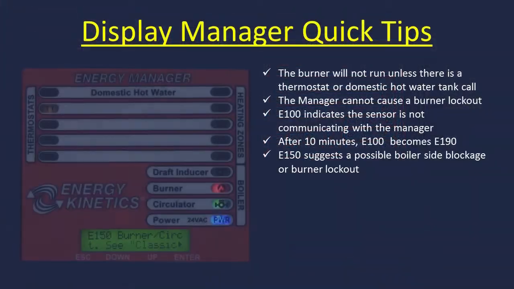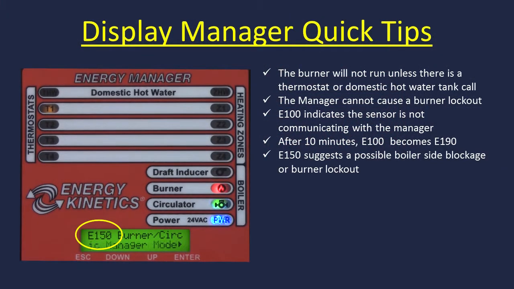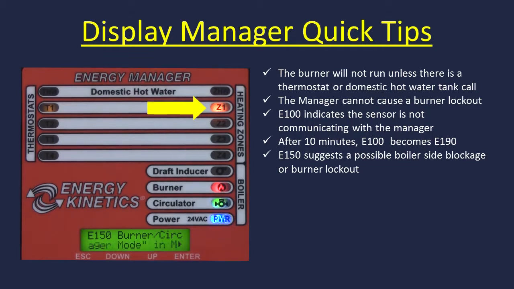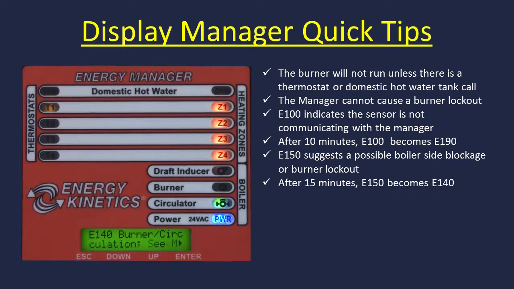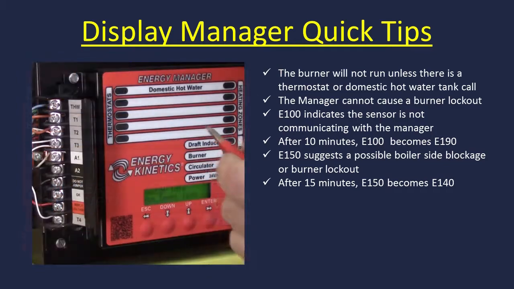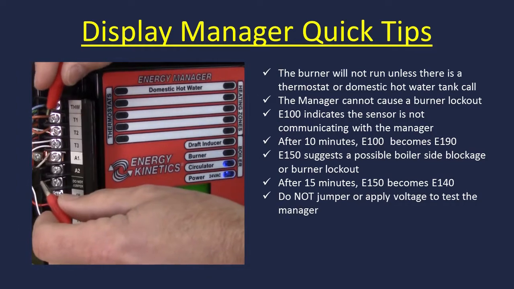The E150 message suggests that a possible boiler side blockage or burner lockout has occurred and the boiler has entered classic mode. During this time, the manager will cycle the output to check if the return temperature has reached 100 degrees. After 15 minutes, if the boiler still hasn't reached operating temperature, the E150 message will become an E140 message. At this point, the circulator will remain on, the BB contact to the burner will open, and the zone valves will open to prevent freezing. Finally, do not jumper or apply voltage to test the manager.